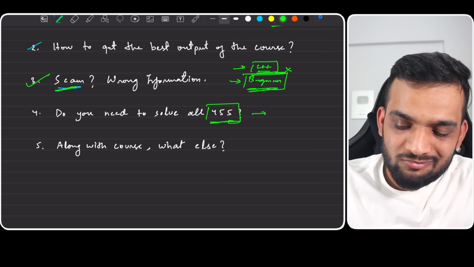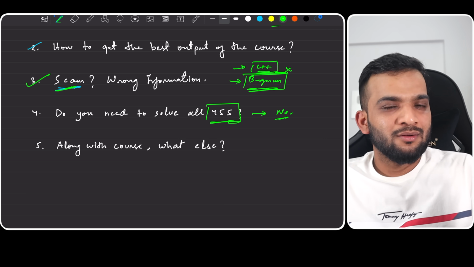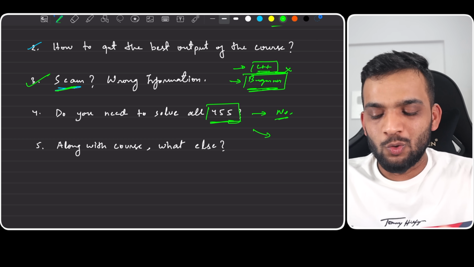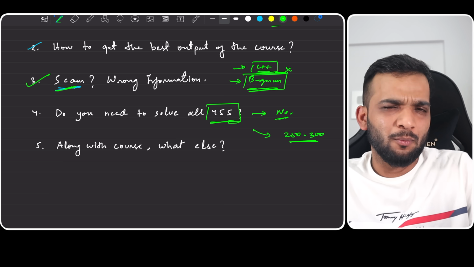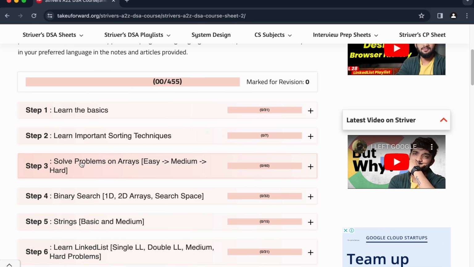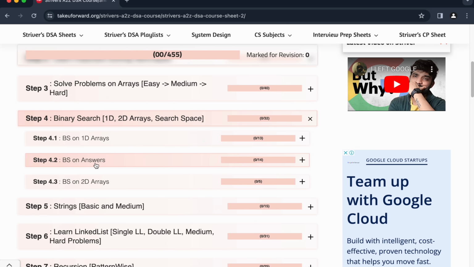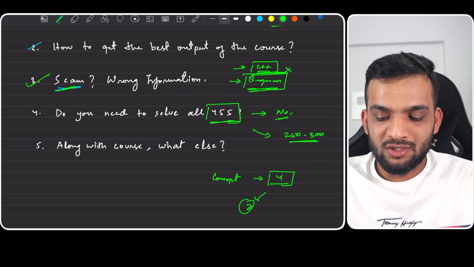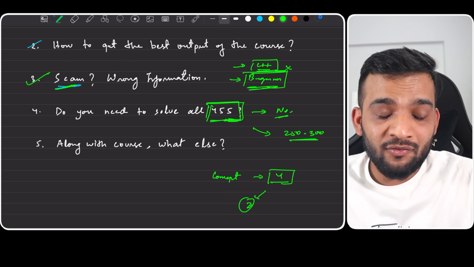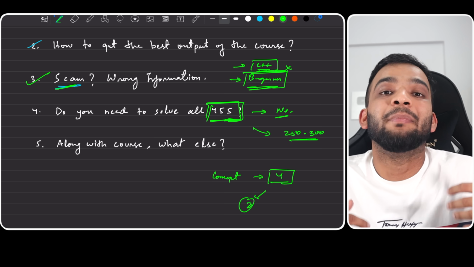The answer to that is no. Technically, this course has around 250 to 300 concepts or problems. For every concept, I have multiple problems. So if you're understanding a concept, it might have four follow-up problems. So you can solve 2 and you can skip the rest 2. That is your wish. It's not necessary to solve 455. I've given them for practice, for your betterment.